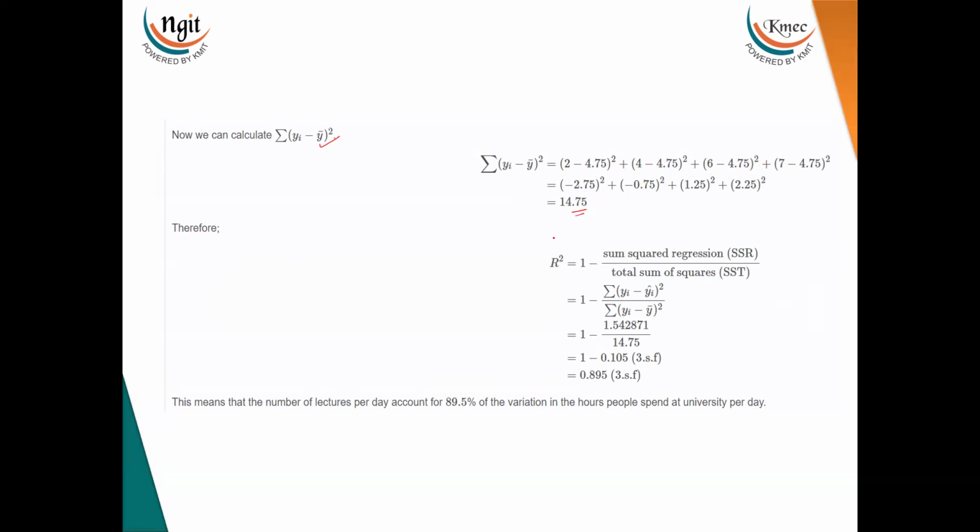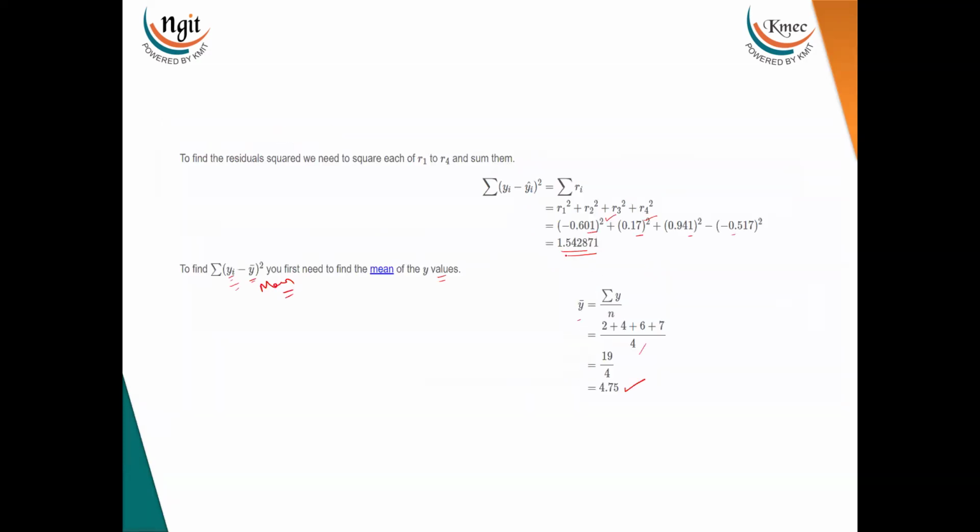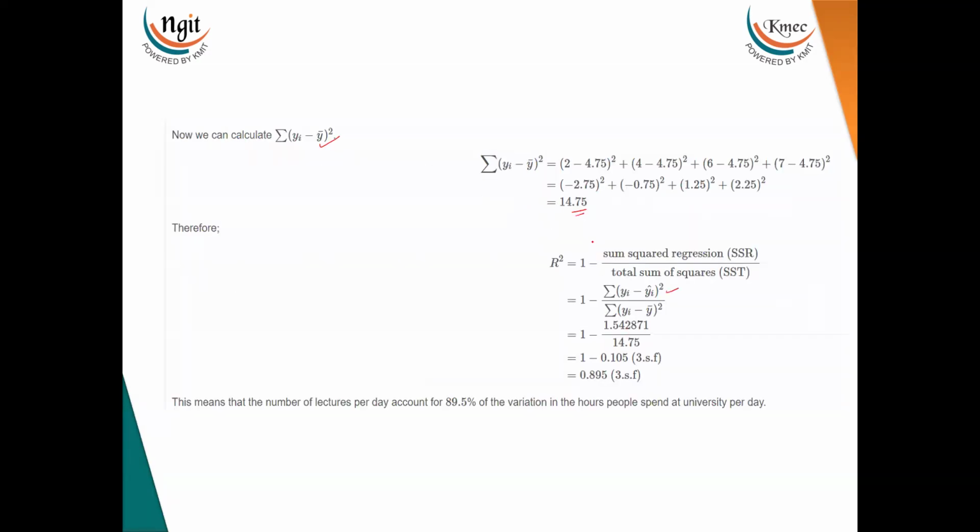Therefore, the R square is given by 1 minus the sum of squared residuals divided by the total sum of squares. Earlier we found that the value is 1.54, divided by this value 14.75. So when you divide this, you are going to get this one. So 1 minus that is 0.895. You'll get the solution.